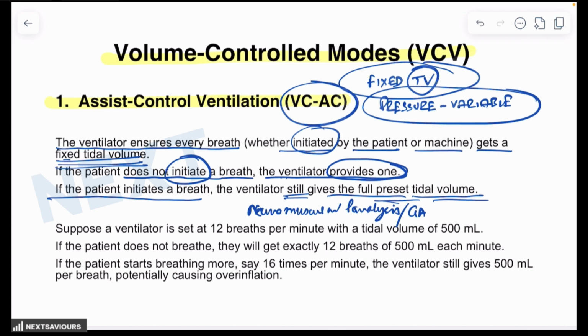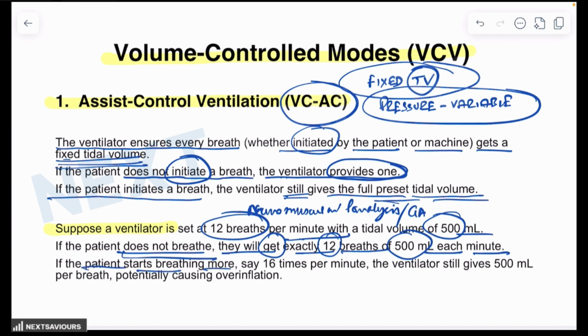Now let's talk about it in the form of an example. Suppose the ventilator is set at 12 breaths per minute with a tidal volume of 500 ml. If the patient does not breathe at all, because this is the reason why we are putting this patient on the volume controlled mode, they will exactly get 12 breaths of 500 ml each per minute. Now, if the patient starts breathing more, suppose there is a spontaneous effort also, say 16 times per minute, then the ventilator will still provide 500 ml per breath.